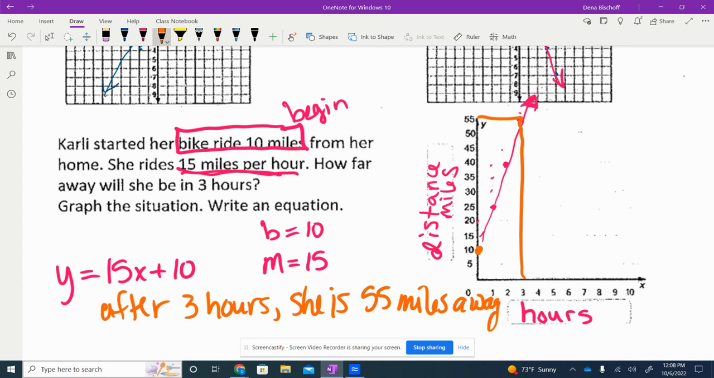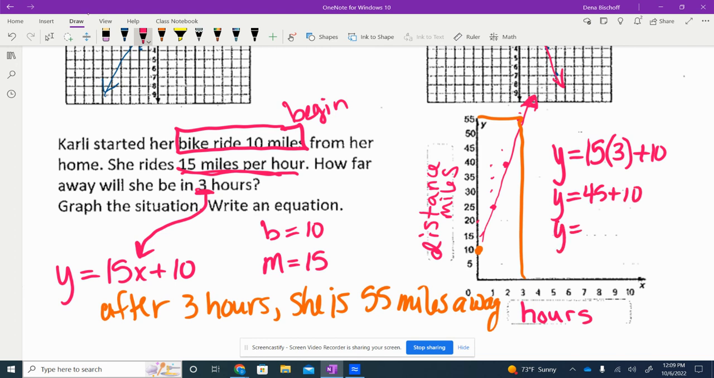Not that I know. Daniel, what are we doing with that number 3? Does that number 3 represent X or Y? So what if I had taken that and put it right there? Could I have done that? Yeah, Y equals 15 times 3 plus 10. That means Y equals 45 plus 10 means Y equals 55. That's just evaluating for X, right? We just plugged in for X. You guys know how to do that.